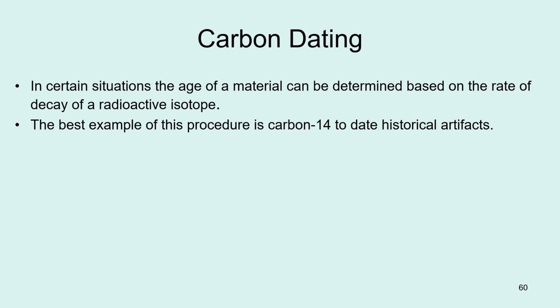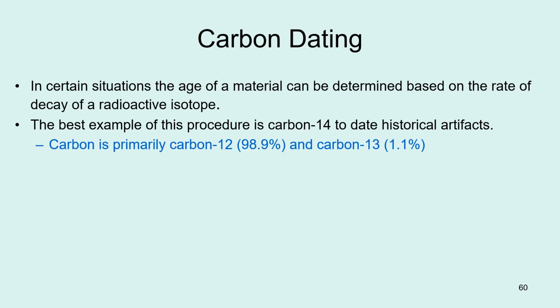So, okay, here's carbon dating. Let's talk about how they do that. The age of a material can be based on the rate of decay of a radioactive isotope. In the case of carbon dating, it's dating things that had at one time been alive, like trees, or some plants, like a canoe that's made out of wood. How old is it? We can do that by using carbon-14 dating.